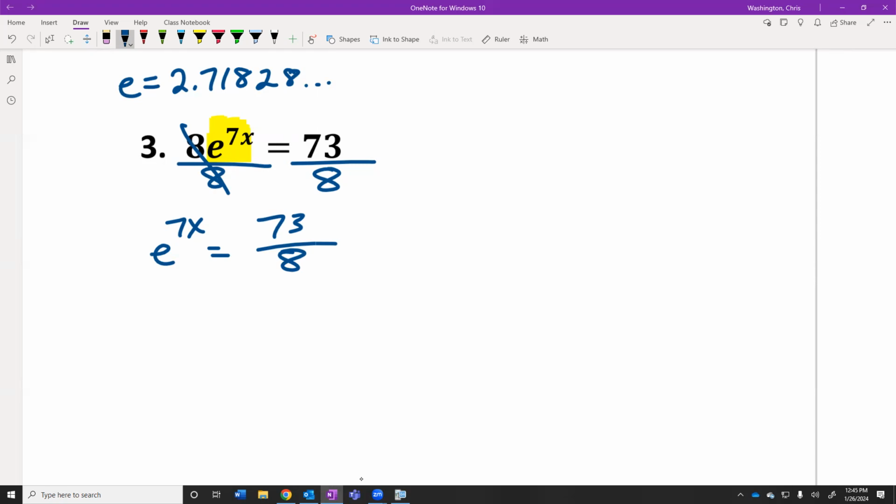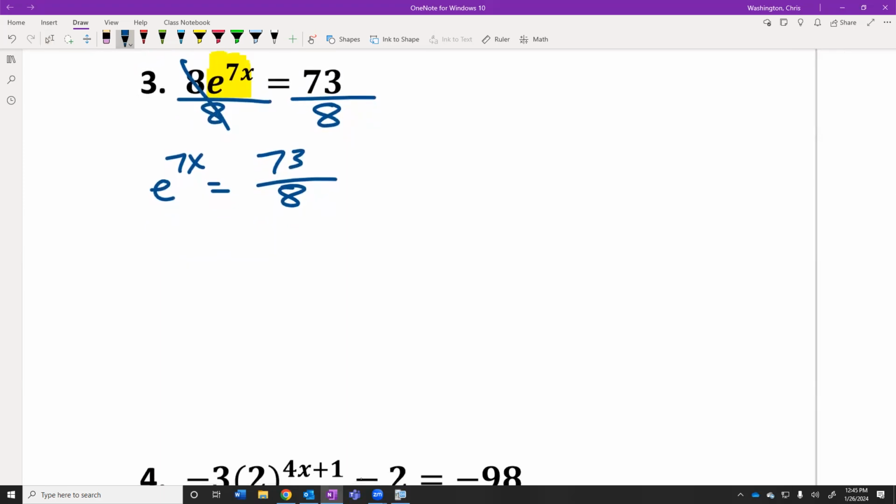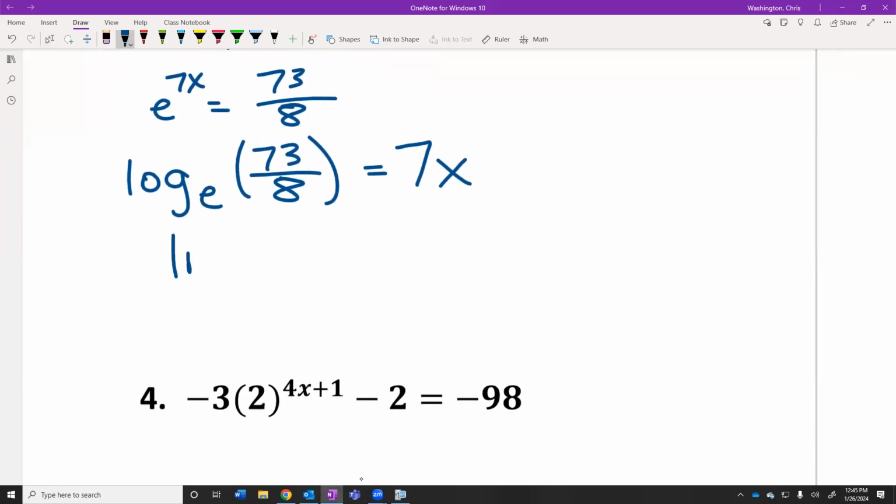We can rewrite this as a logarithm now because the base and the exponent are by itself. So when we rewrite this as a log, the base is e. The 73 over 8 and the 7x are going to switch places because this is the inverse of the exponential. Log base e, is there a log base e button on your calculator? Yes, there is. Log base e is the natural log. So I'm going to change this to ln. That's the button you should be looking for on your calculator, that ln button. It should be right below the log button or right above the log button, depending on what calculator you have. And that's equal to 7x.